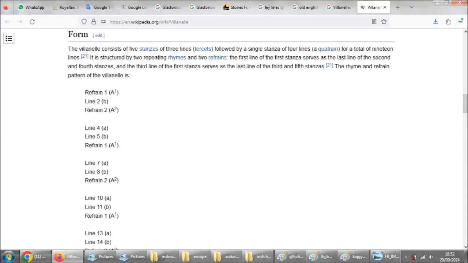A villanelle consists of 5 stanzas of 3 lines, tercets, followed by a single stanza of 4 lines, a quatrain, for a total of 19 lines. How many lines does it consist of? 19 lines. Well, as you could see here, people could study this more themselves. They show you the refrain and the line, the refrain, then the line, and the refrain, and then it goes on to the 19, and then the stanzas, etc.